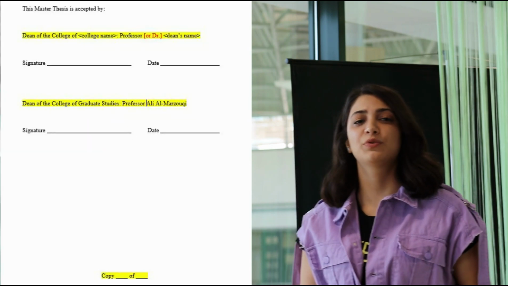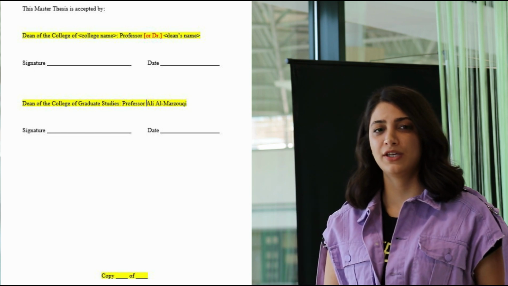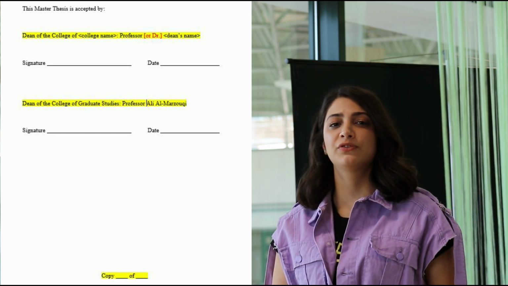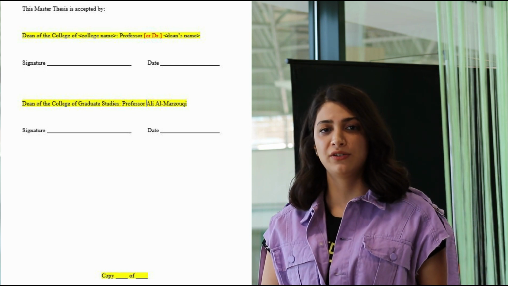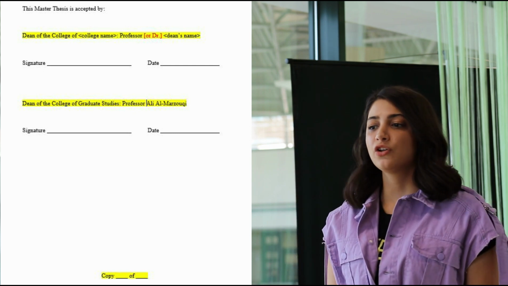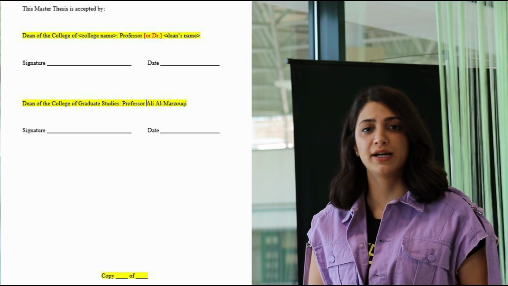So the next page we are moving on is the page after the approval of the master thesis before abstract. The only changes you have to do in this page is that you have to put the name of the dean of your college, and also you have to put the name of the dean of the College of Graduate Study. Also you have to make sure that you are not making any changes between the space between the lines.